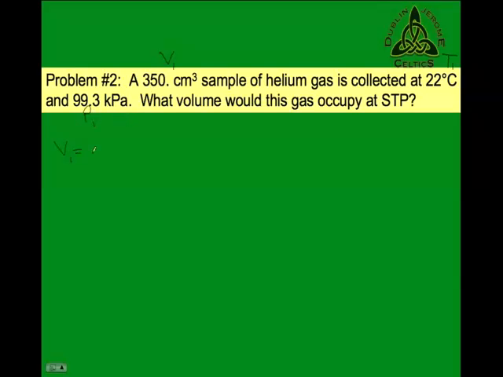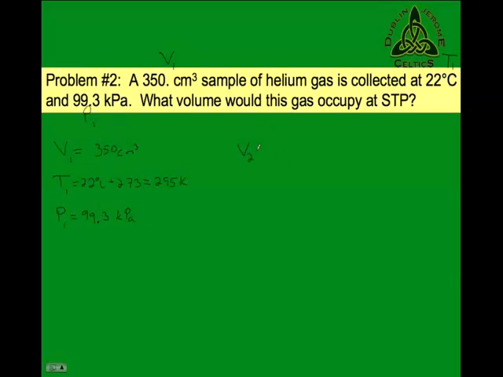My volume initially is 350 cubic centimeters. Temperature, 22 degrees Celsius plus 273 equals 295 Kelvin, and my pressure is 99.3 kPa. What is kPa? Kilopascals. That is one of our pressure units. What volume would this gas occupy at STP?